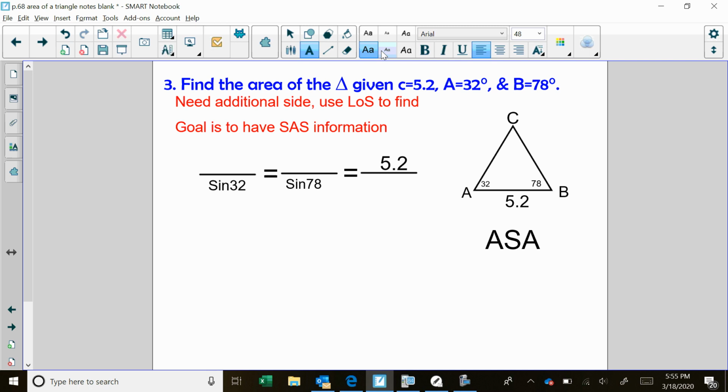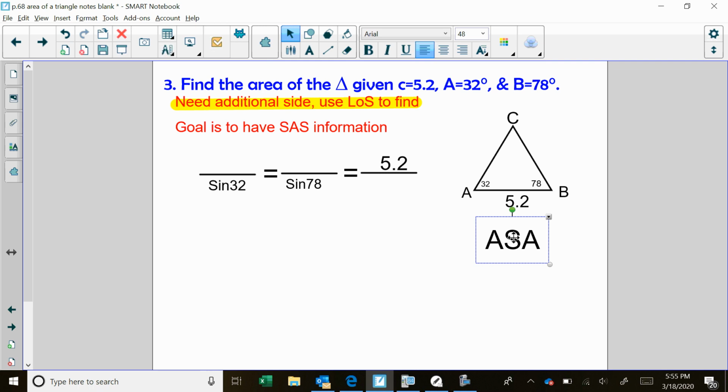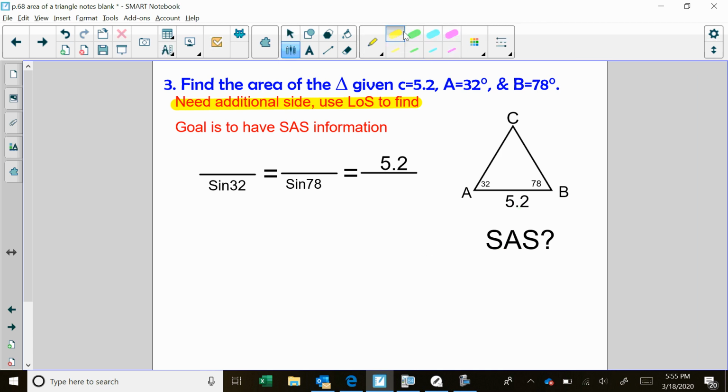So we've got to find an additional side, and we're going to use law of sines to do that. I already have the law of sines set up here with all the information on the proportion. What we have to do is look at our triangle and say, how can I turn the information I have into side angle side? Well, you actually have two choices. You can find little side B, or you can find little side A. It doesn't matter. It's completely up to you.